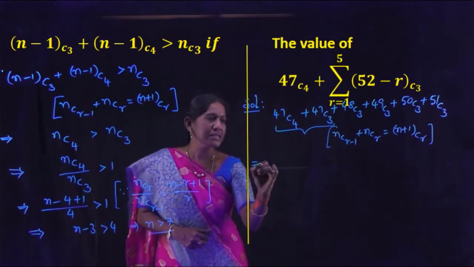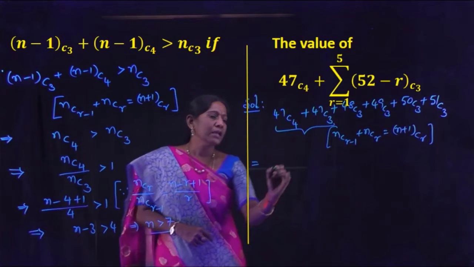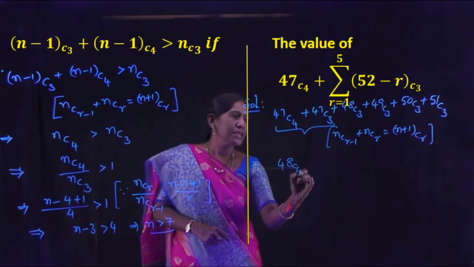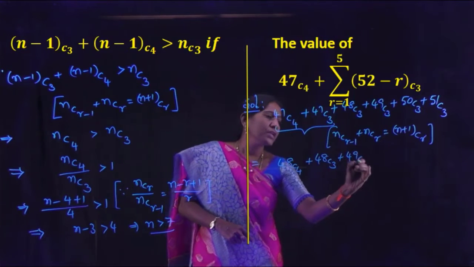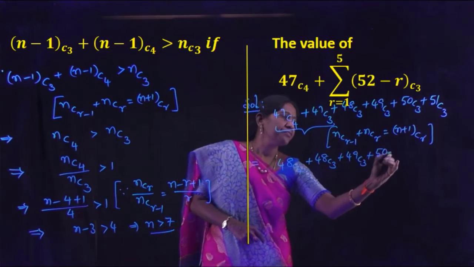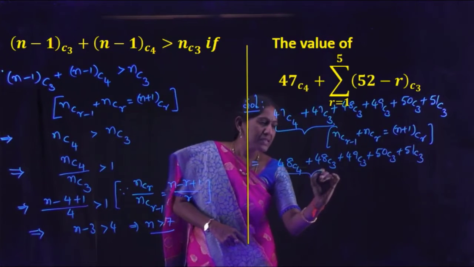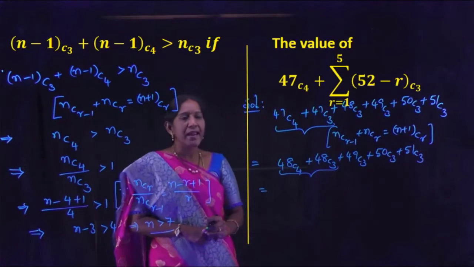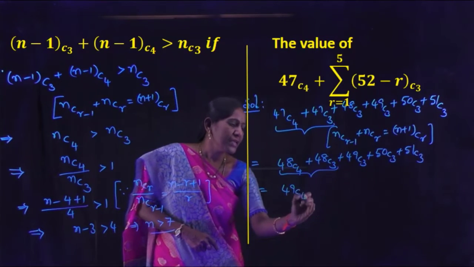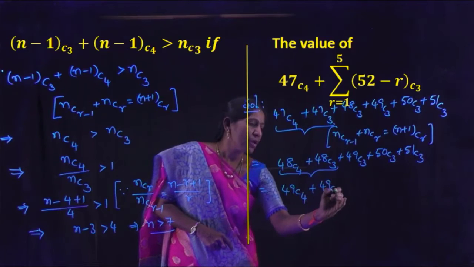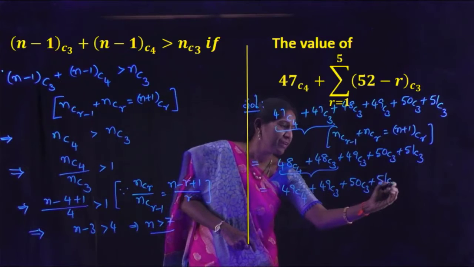Then this is 47C4 plus 47C3, that is 48C4 plus 48C3 plus 49C3 plus 50C3 plus 51C3. Again we can apply the same formula for 48C4 plus 48C3. Then it is 49C4 plus 49C3 plus 50C3 plus 51C3.